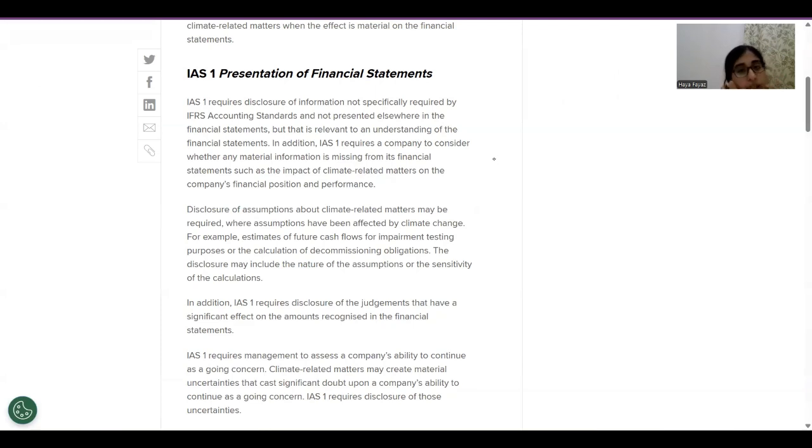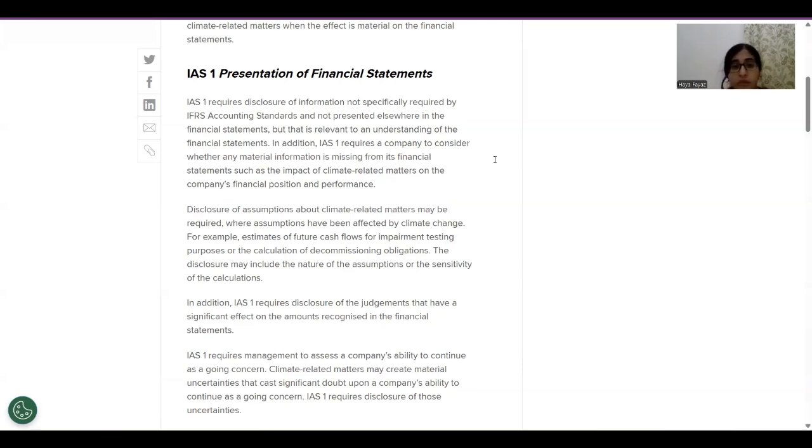First of all, presentation of financial statements. Let's understand the requirement for information not present elsewhere in the financial statements. This requires disclosure of information that is not mentioned anywhere else in the financial statements, like the rest of the explanations. So if there's any material information that might not have been covered even by the climate-related IFRS standard, this is what IS1 will cover.